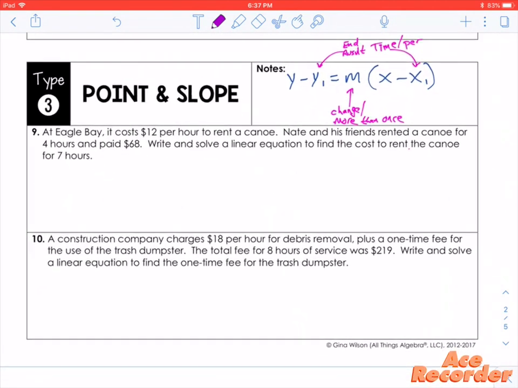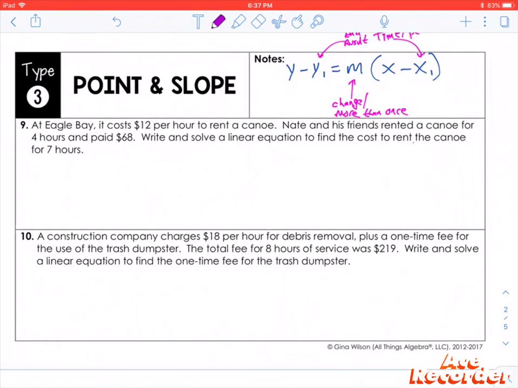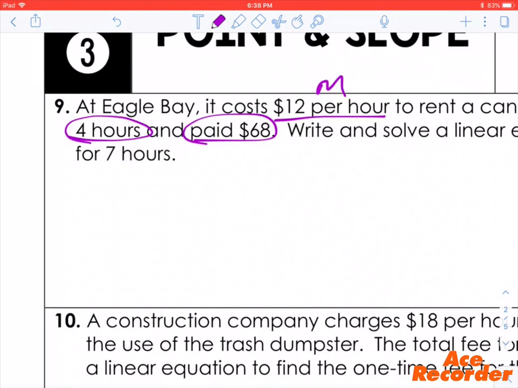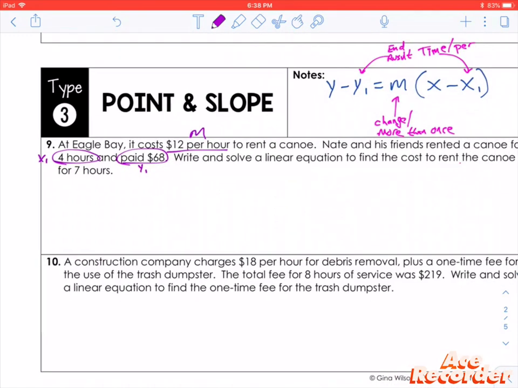So at number 9, it says at Eagle Bay, it costs $12 per hour to rent a canoe. Nate and his friends rented a canoe for 4 hours and paid $68. Write and solve an equation. So in this case, the per hour, like I said, we're going to make that the m, and then look at these two. So the hours and the 68, these are going to be our points, x1 and y1. x1 is hours because, again, it's what we're talking about with the slope per hour.